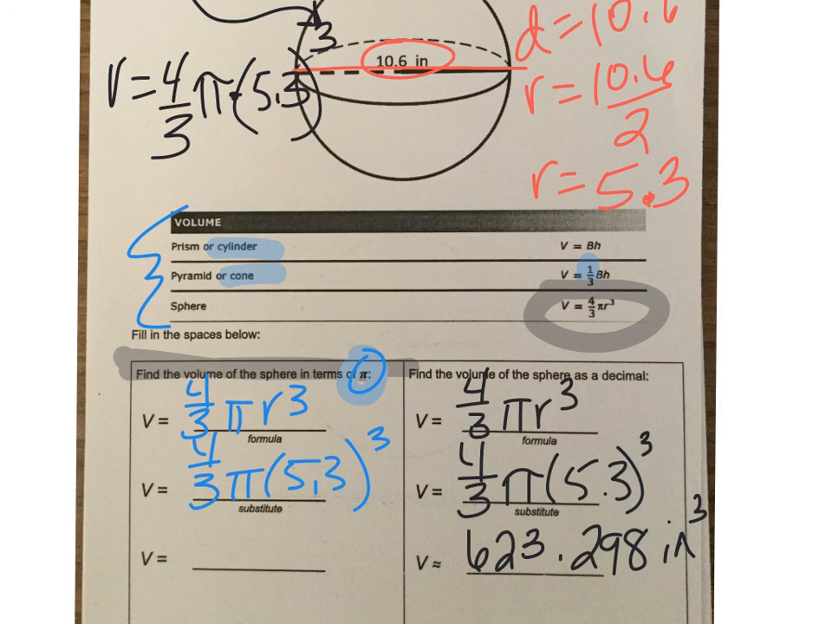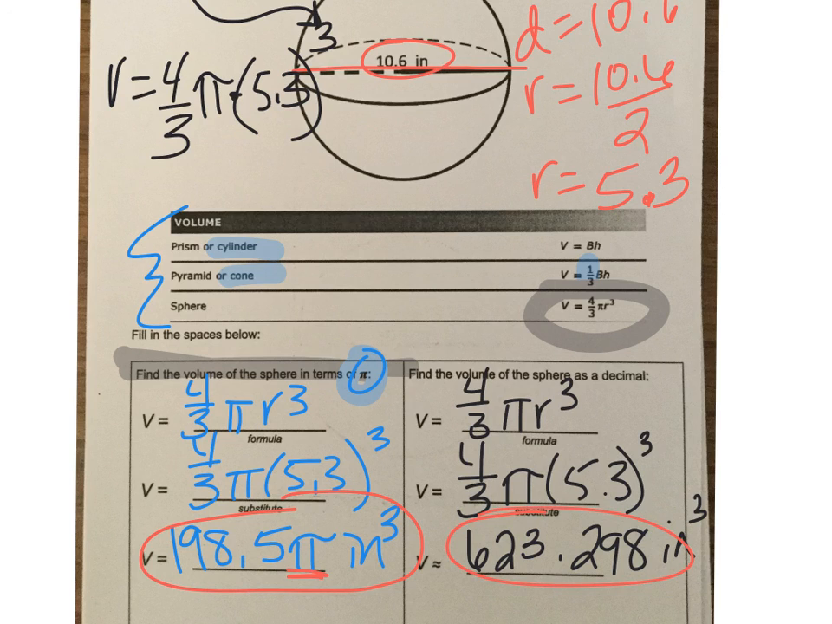Okay, so I put that in the calculator and I get 198.503, but you have to write pi inches cubed. Okay, so look at the difference. This, in terms of pi, you just leave pi in there. Okay, this has no pi in it because you've multiplied by pi.